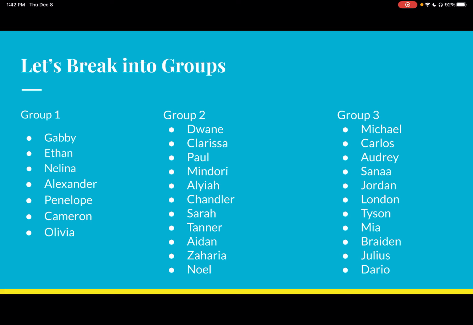In group two, we have Dwayne, Clarissa, Paul, Midori, Aaliyah, Chandler, Sarah, Tanner, Aiden, Sahara, and Noelle, who will be working together as well during this brainstorming and outline process. And then group 3, Michael, Carlos, Audrey, Sanaya, Jordan, London, Tyson, Mia, Braden, and Julius and Dario will be working together during the brainstorming and outline process.